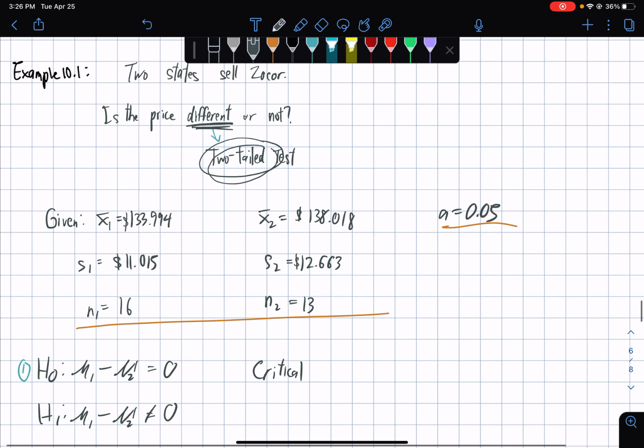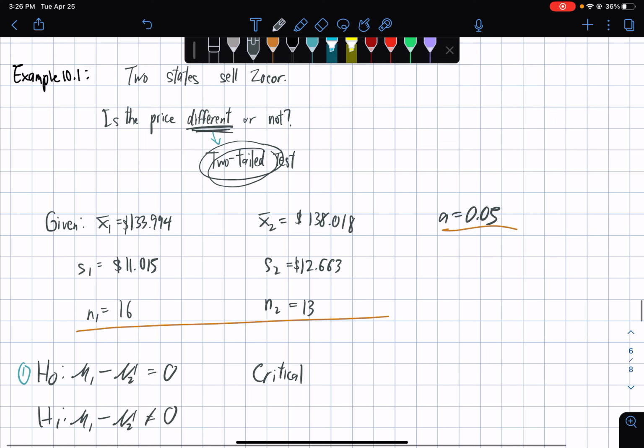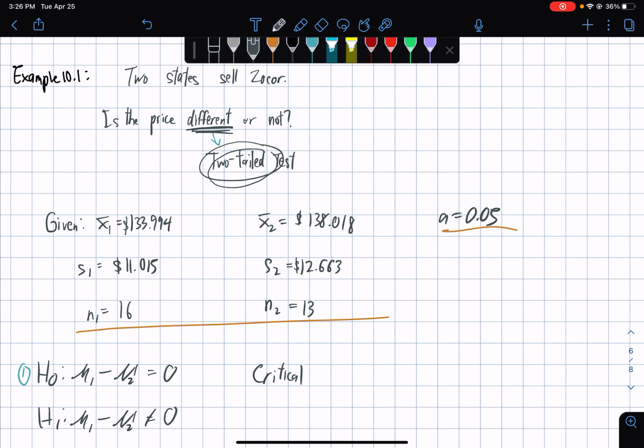Wait lang. How do we know though that this is case 1, case 2, or case 3? Apparently, there's a rule that if n is greater than or equal to 30, then it's case 1. In our scenario, 16 and 13 are less than 30, so we either choose case 2 or 3. How do we choose between the two?